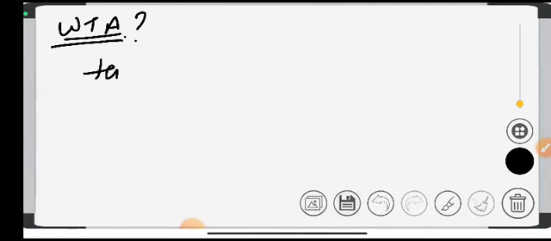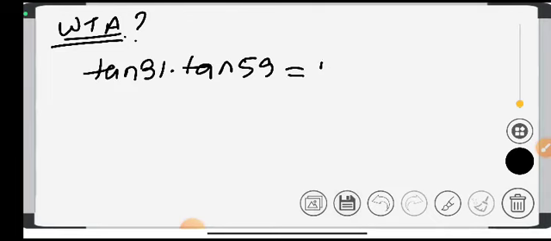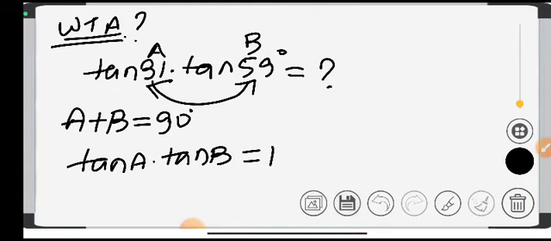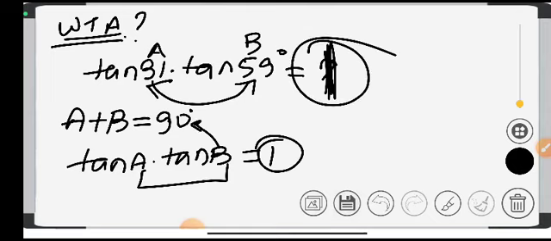So where to apply? If I gave you a question that is tan 31 into tan 59, so what will be your answer? You see this as A and B. What did you find? I found that A plus B is 90 degree. You studied a resultant that if A plus B is 90 degree, then tan A into tan B is equal to 1. So the resultant is 1. Understand everyone? Okay.